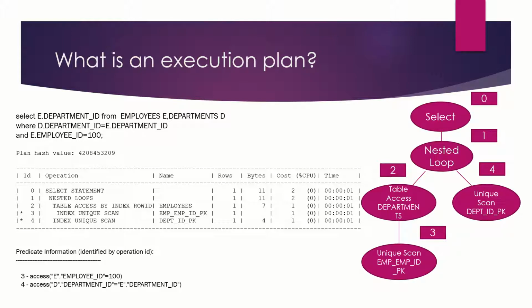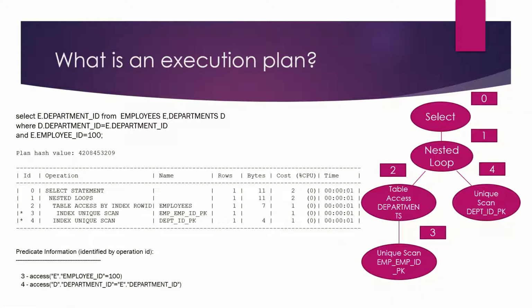So let's see how you can read and interpret an execution plan. This is the select statement I have taken as an example: select e.department_id from employees e, departments d where d.department_id = e.department_id and e.employee_id = 100. And when I run this query, this is the plan which is going to get generated.